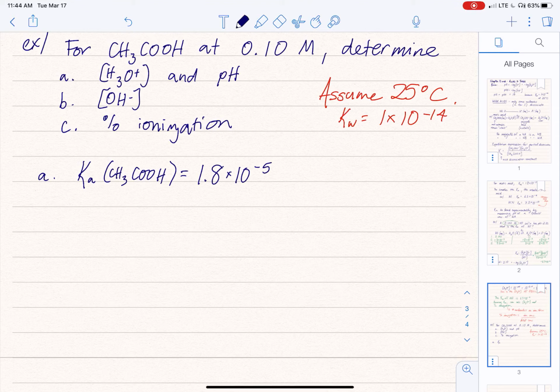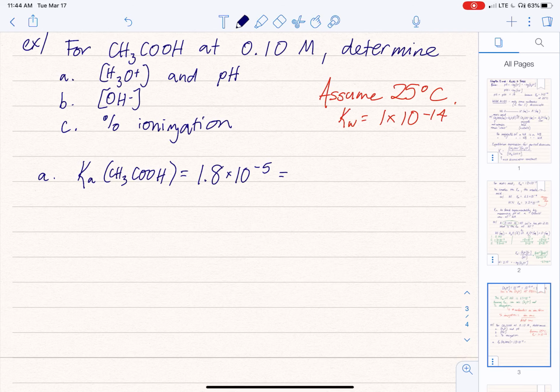Once again, the problem might not give you that Ka explicitly. You might have to look it up. So your book has tables of the Ka values in the appendix. There are also some example values within the chapter. And as you're doing practice problems on the OWL system, you can even access Ka tables in OWL.